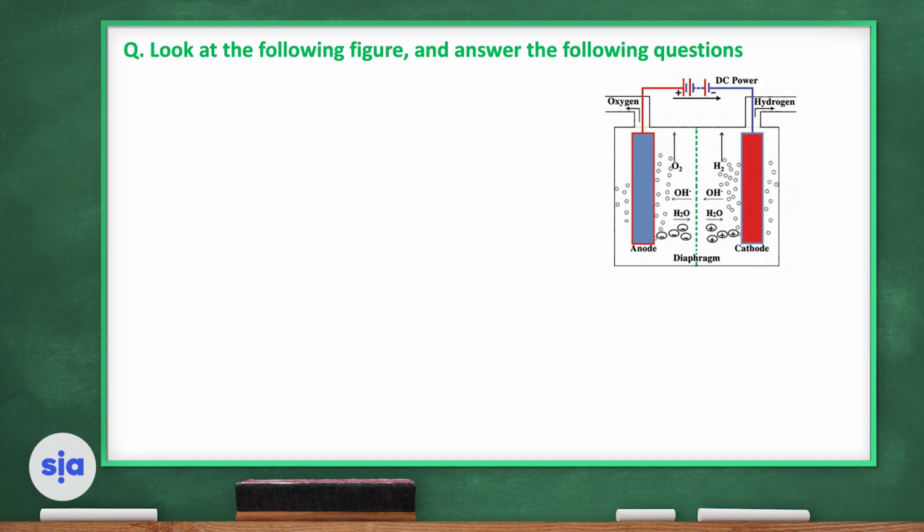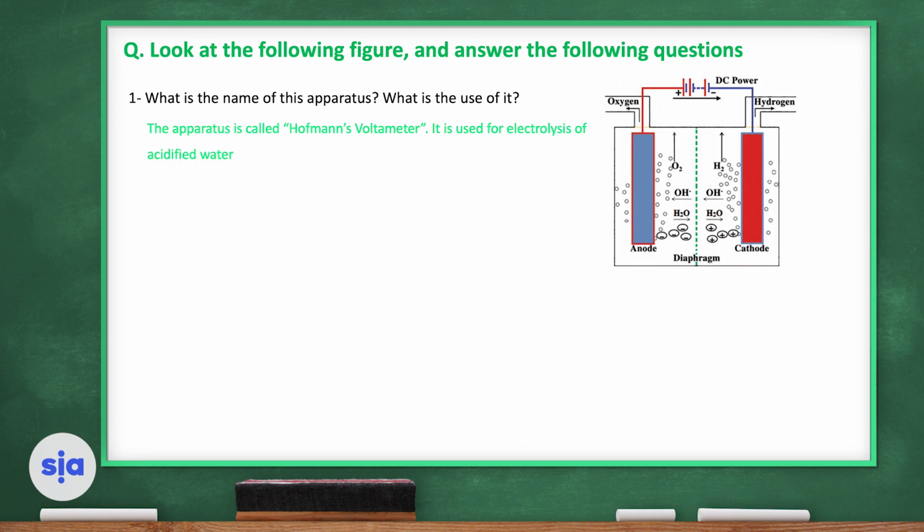Look at the following figure. Look at this figure and answer the following questions. What is the name of the apparatus? What do you think? This is called Hoffman voltameter. And what is the use of it? It is used for electrolysis of acidified water.